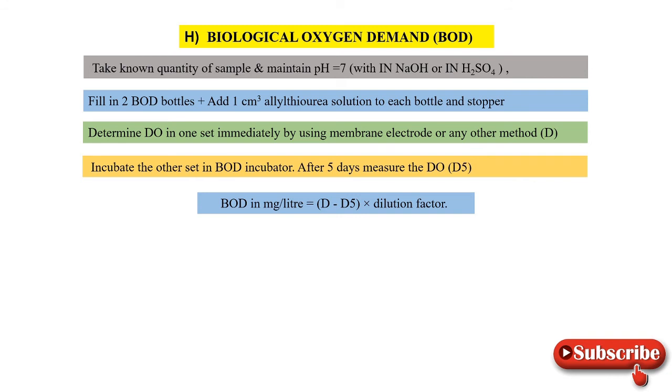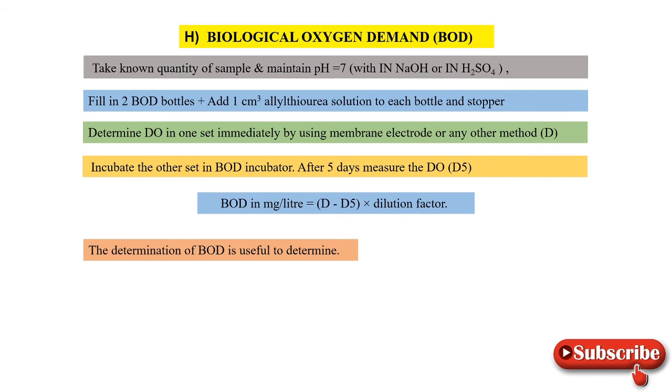So with the help of the following formula we can calculate the value of BOD. BOD in milligram per liter is equal to D, that is the first day DO value, minus D5, that is the 5th day DO value, into the dilution factor. With the help of that we can calculate the value of BOD.